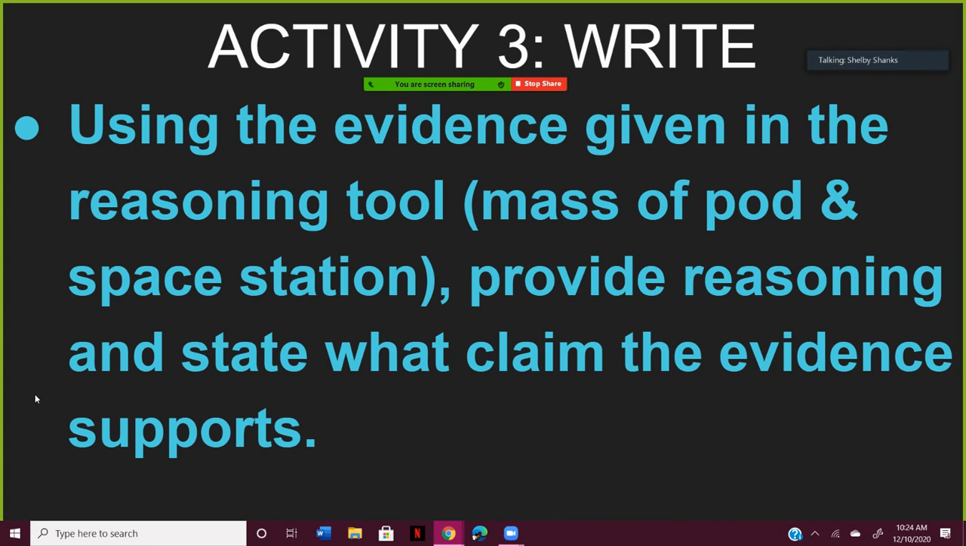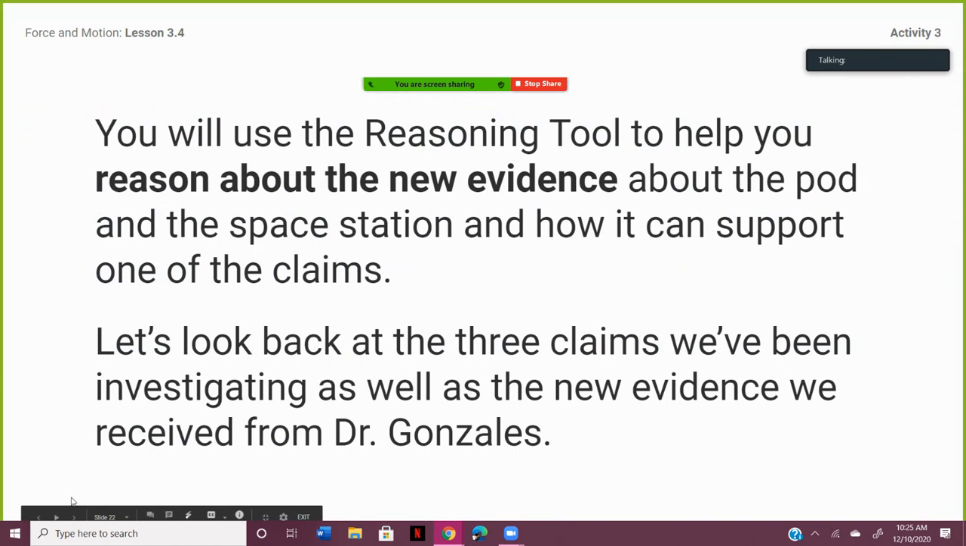All right, so this activity 3, we're going to use the evidence given in the reasoning tool, so the mass of the pod and the mass of the space station, provide reasoning and state what claim the evidence supports. So right now, we're going to pick one of those 3 claims that we think we can best support. We're going to use the reasoning tool to help us reason about the new evidence about the pod and the space station and how it can support one of the claims.